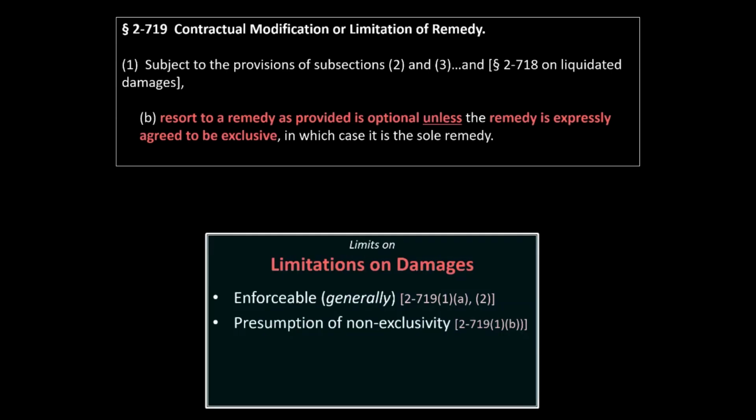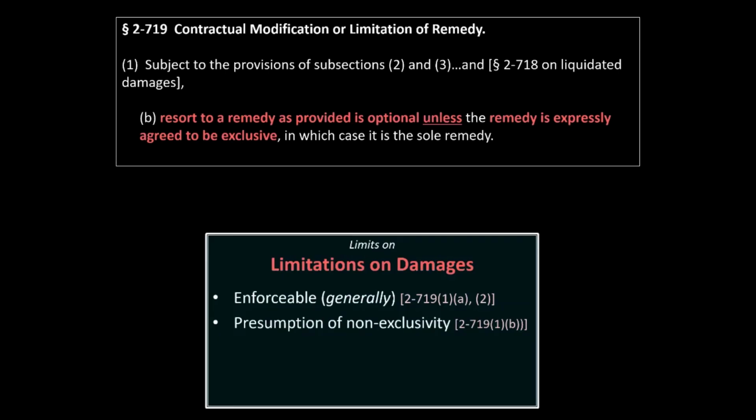So subsection 1b creates a rebuttable presumption, the rebuttable presumption being that in the absence of express language to the contrary, the buyer's remedies are cumulative. Any agreed upon remedy is only one option the buyer may pursue. The buyer may instead also choose to seek the default remedies that are available to the buyer under the UCC instead of or in addition to any agreed upon remedy.